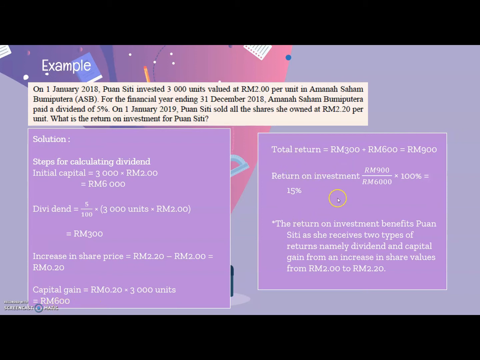So the total return equals RM 300 plus 600, equals 900. So the ROI, total return over 6,000 ringgit. So 900 divided by RM 6,000 times 100% equals 15%. Okay, so this is the ROI, 15%.